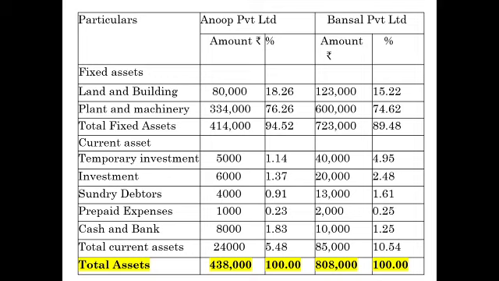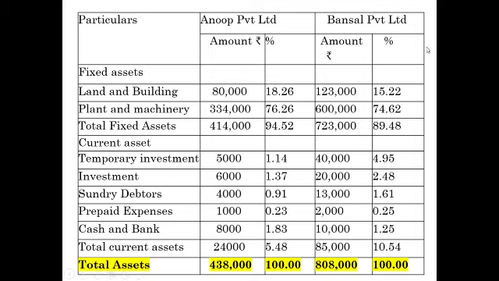Next, investment is 1.37%. Sundry debtors proportion is only 0.91%. Prepaid expenses is 0.23%. Cash balance is only 1%. You can see. Next, total current asset proportionate is 5.48%. This is the case of Anup Limited.